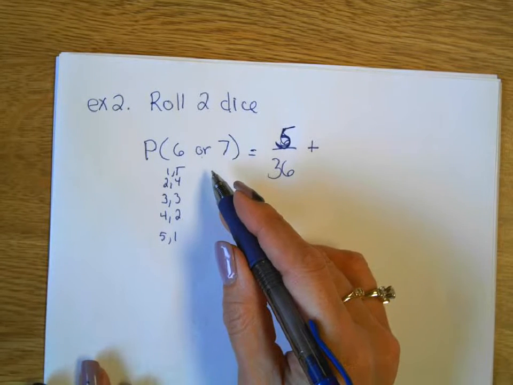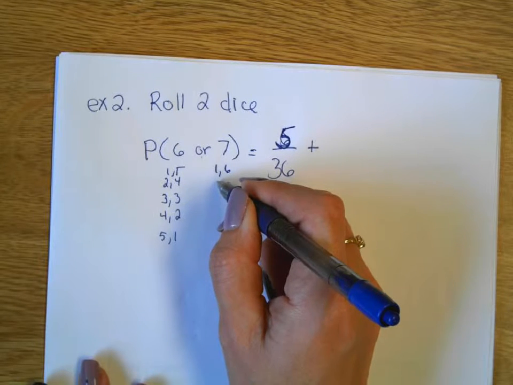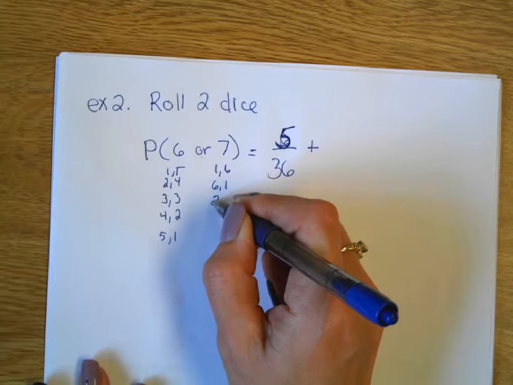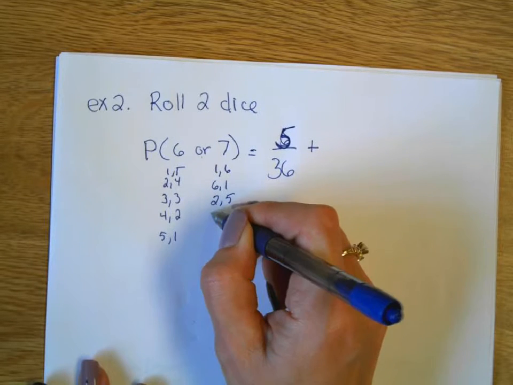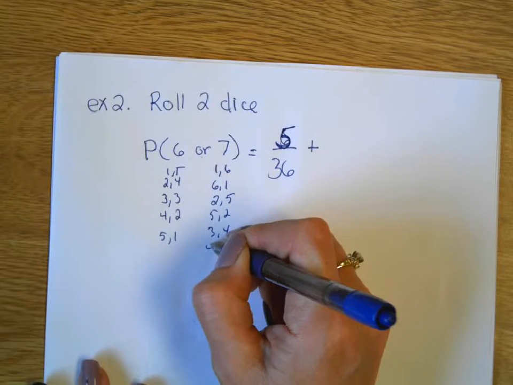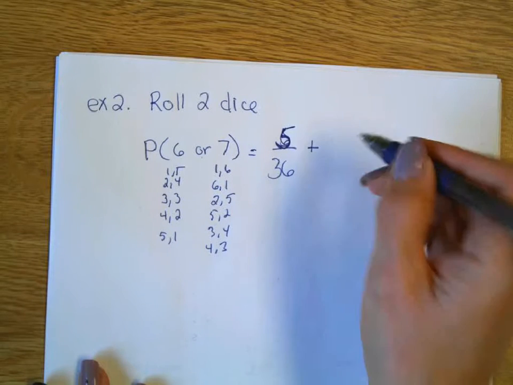Then what adds up to 7 on the pairs? 1 and 6, 6 and 1. So let's go with the 2: 2 and 5, 5 and 2. 3 and 4, 4 and 3. So there would be 6 this time.